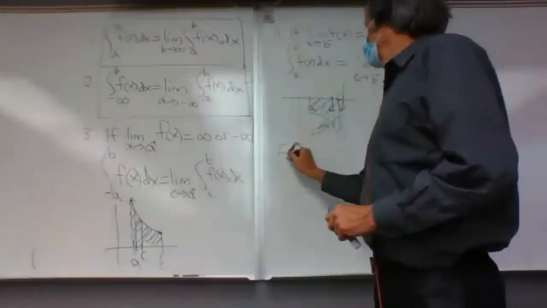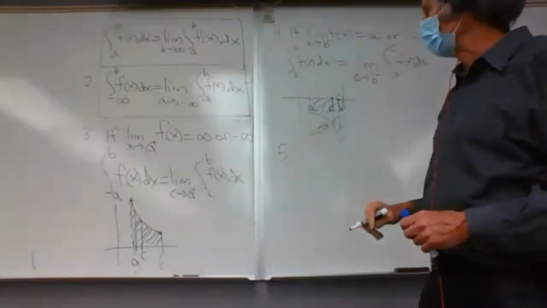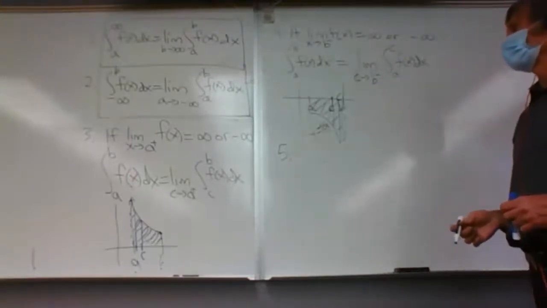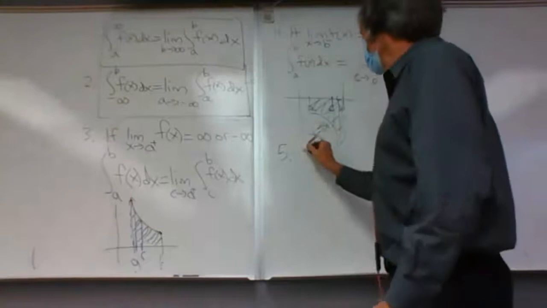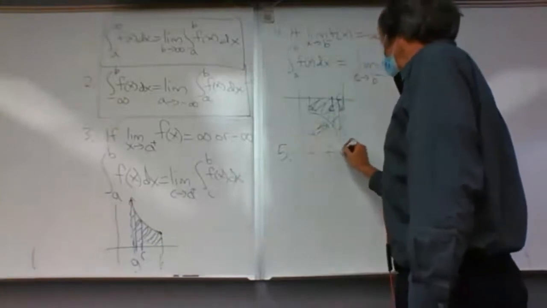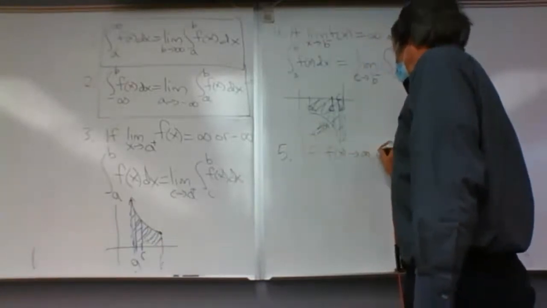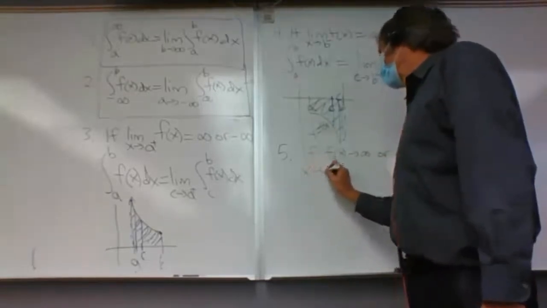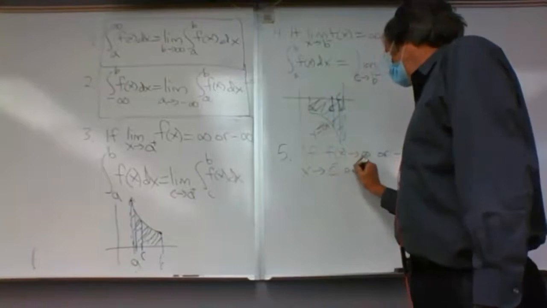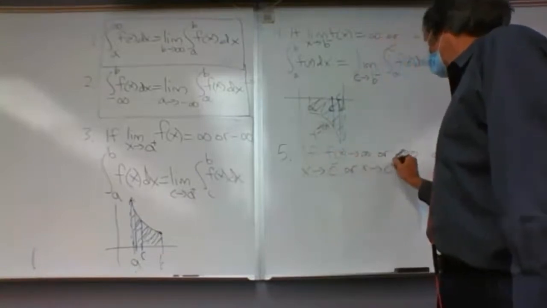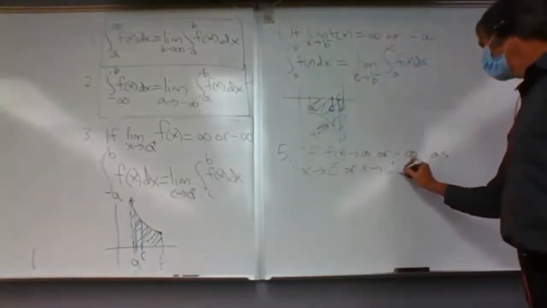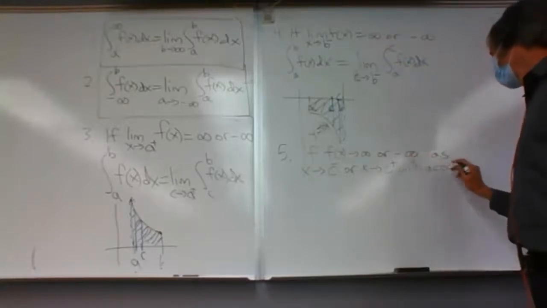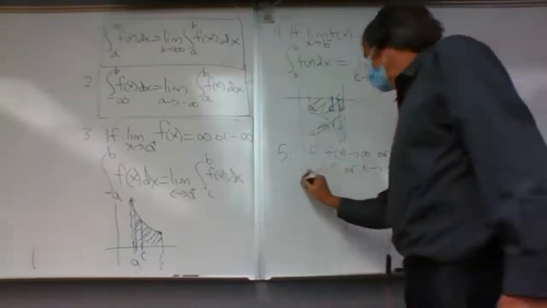In the fifth case, there's actually more than 6 cases, but I'm only going to put 6. You can kind of figure out the rest. What if there's an infinity in the middle of the integral? What if f of x approaches infinity or minus infinity as x approaches an intermediate point c from the left or approaches c from the right or both, with c between a and b? And I'm interested in the integral from a to b.